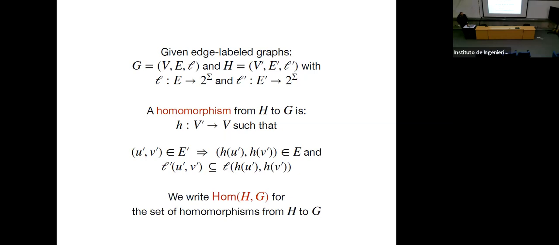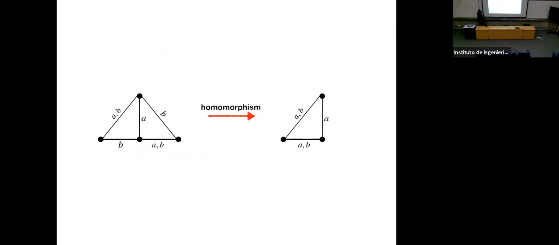So from now on, we will write hom of H, G for the set of all possible homomorphisms from H to G. And here, for instance, we have a homomorphism, right? So I can fold this here, but something will be lacking, right? Because this is labeled AB. If I fold this here, this is only labeled B, it's not sufficient. So I will enlarge this with A and B. So there is a homomorphism from this graph into this graph. And you can see that there is no homomorphism in the opposite direction, no? Yes? Good.